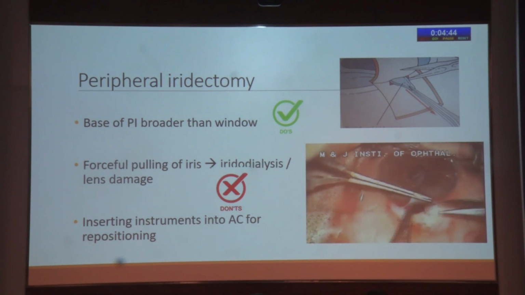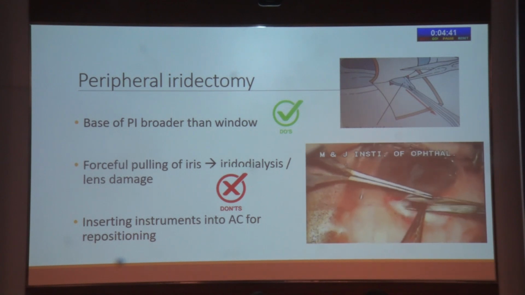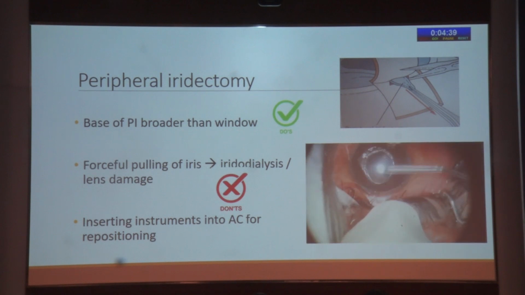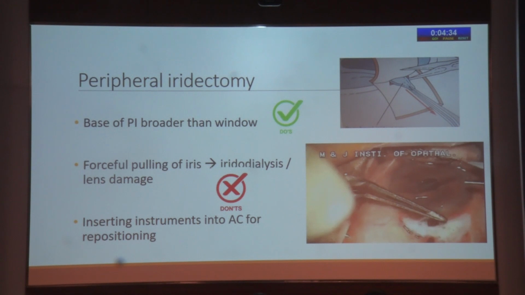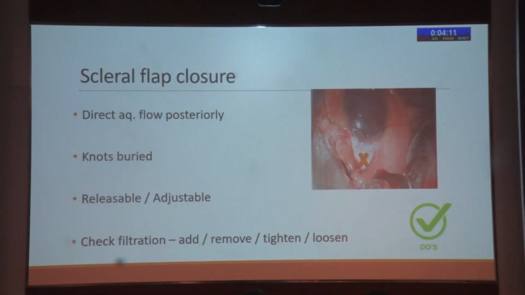With respect to the peripheral iridectomy, it should always be broader than the window. For this, pull it at a stretch and then cut it. Avoid any kind of forceful pulling of the iris, as it may cause iridodialysis and even zonular damage and lens damage. And after the iridectomy is done, do not insert any instruments into the AC for repositioning, because through your iridectomy you would reach over the zonules and you may damage the zonules and even invite vitreous. So you can just put the flap back and stroke gently over the limbus, which will allow the iris to fall back into its place.